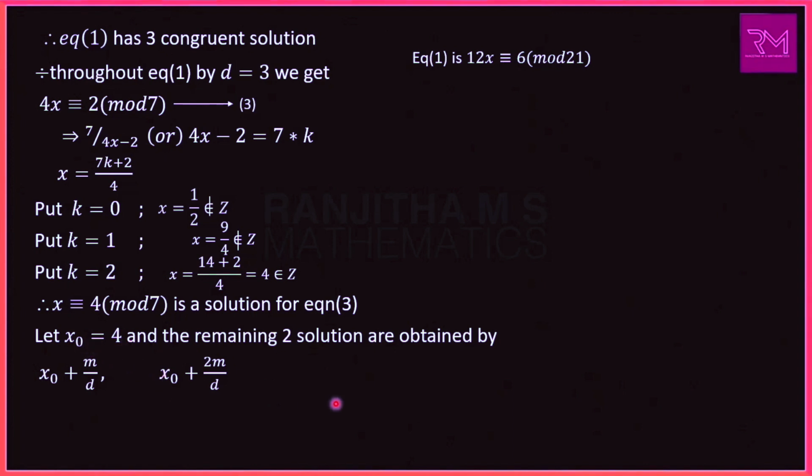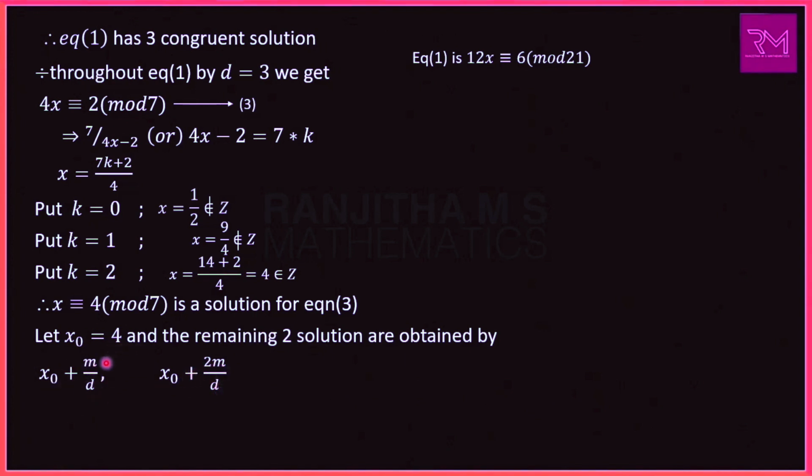So one solution is x naught is equal to 4. To find another 2 solutions, we apply the formula x naught plus m by d and x naught plus 2m by d. If we had to find the remaining 3 solutions, we would take another value, x naught plus 3m by d, and so on. Here we need the remaining 2 solutions, so we take x naught plus m by d and x naught plus 2m by d.